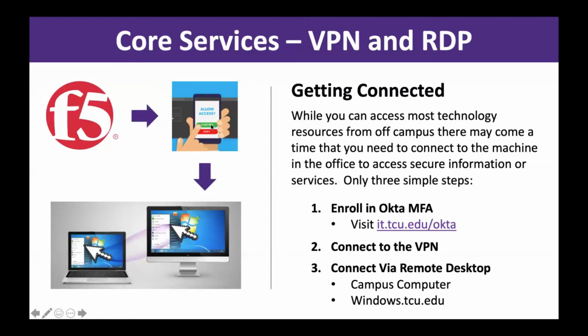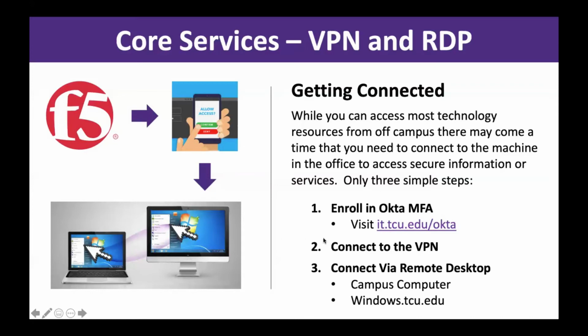Once you've identified yourself and gotten into the system, then you use remote desktop to connect to a computer on campus. Now you can do 2 types of machines: either the machine in your office, if you happen to have a machine available, or a big server called windows.tcu.edu that allows multiple people to connect to that resource, so you have access to a computer on campus. So remember, either you can connect to your computer in your office or you can connect to windows.tcu.edu.